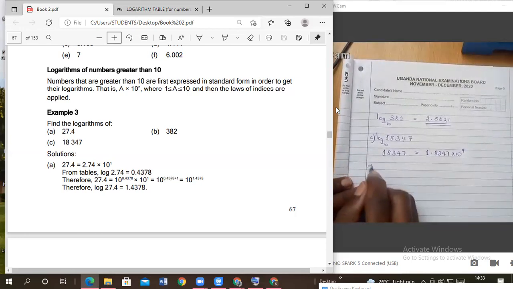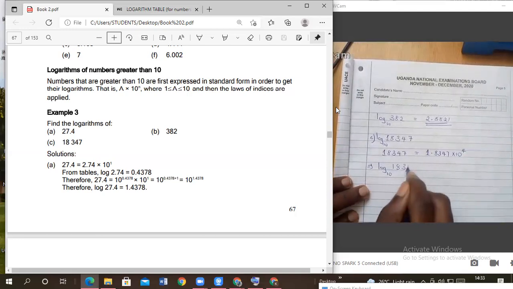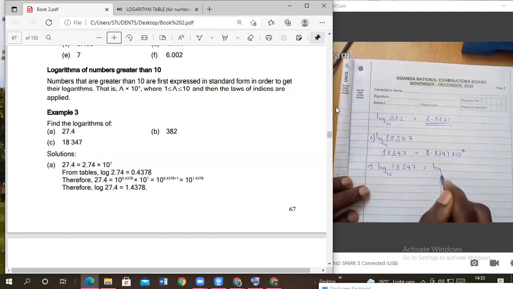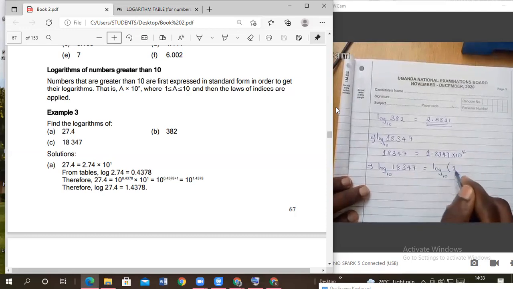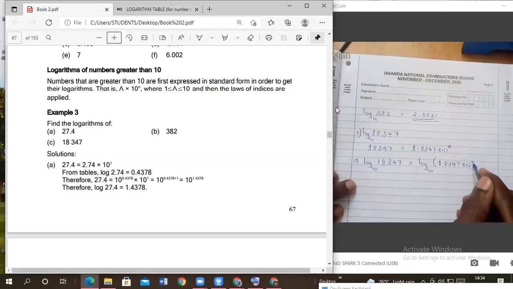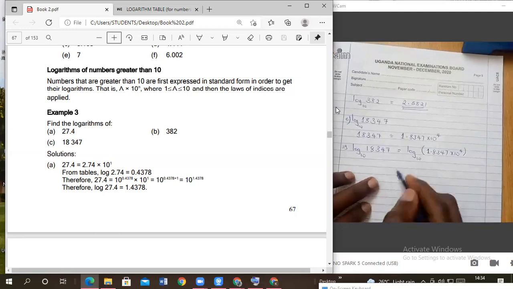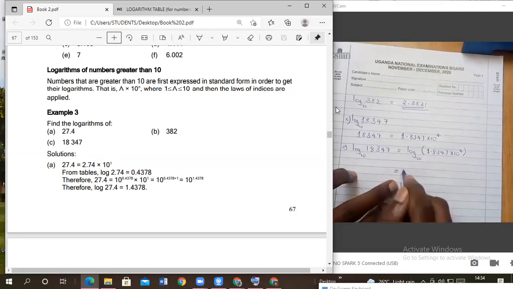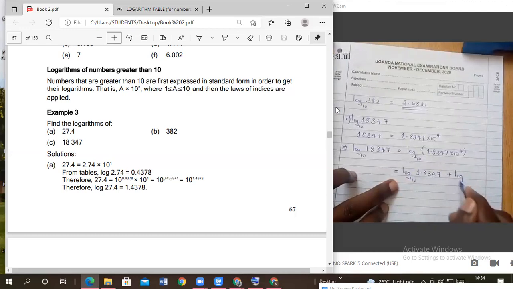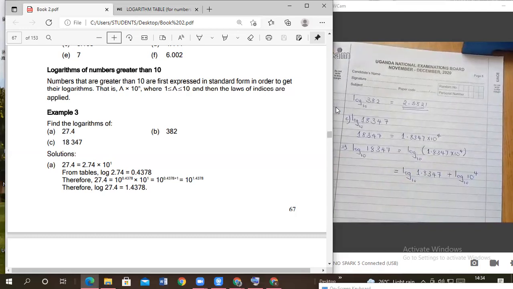So it implies that log to base 10 of 18,347 is the same as log to base 10 of 1.8347 times 10 to the power 4. You break this one down. So log to base 10 is the same as log to base 10 of 1.8347 plus log to base 10 of 10 to the power 4.